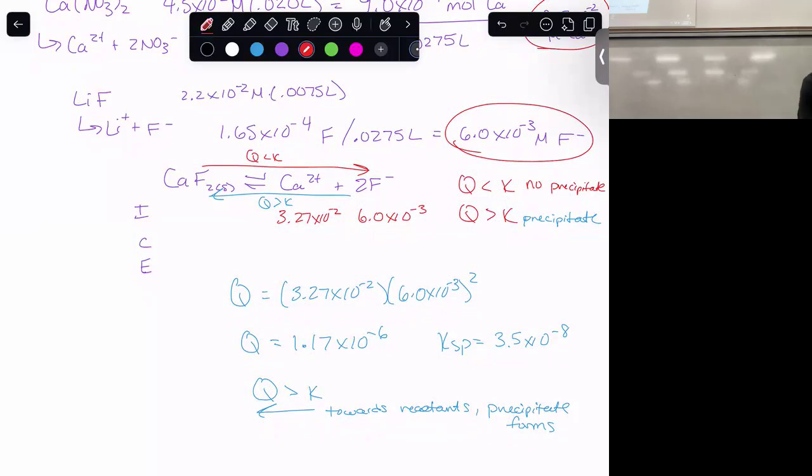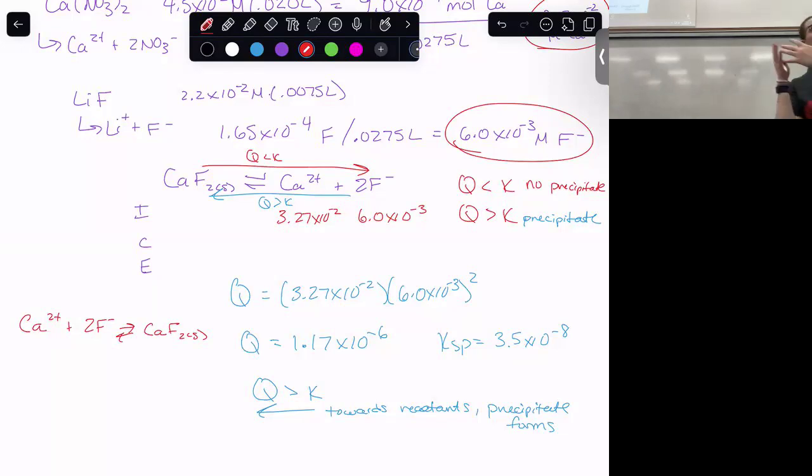Okay, and if we just solved Q versus K here, and we only wrote out calcium plus and 2F minus going to calcium fluoride solid, if we wrote it like this, but we still know that we need to solve for Q versus K, we might think that Q is greater than K and say that no precipitate forms because we were going towards reactants.